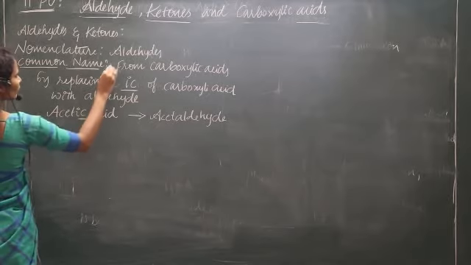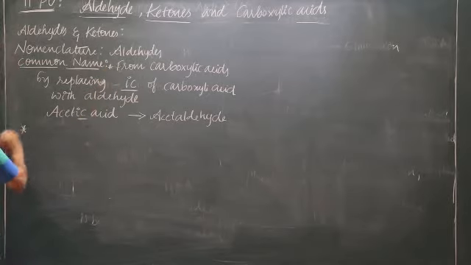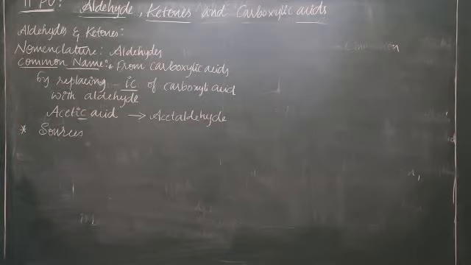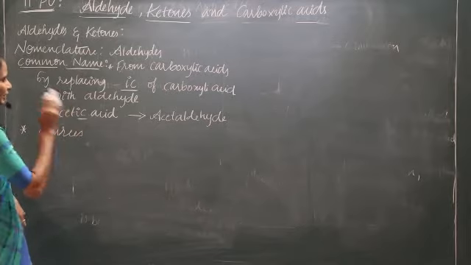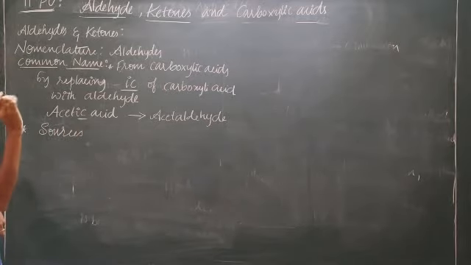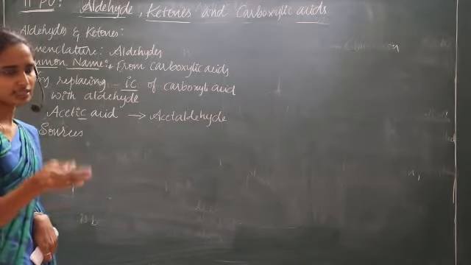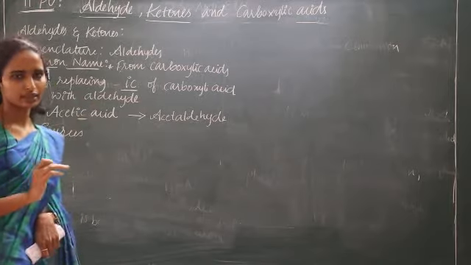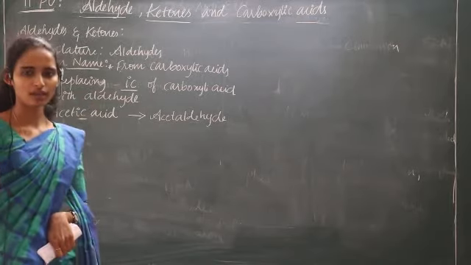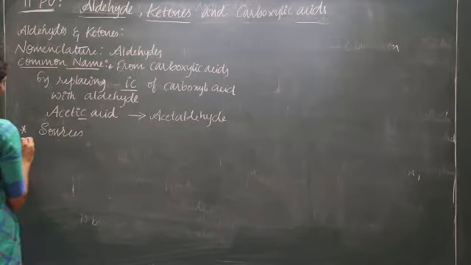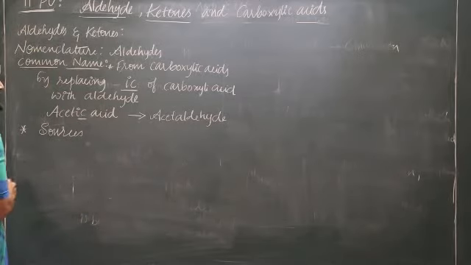And also these common names are derived from their sources, that is Latin or Greek words. Again an example, acetic acid is derived from the Latin word acetum. It is derived from acetum to acetic acid to acetaldehyde, like that, from sources. Or formic acid, formaldehyde, right, present in red ants. And acetum means vinegar.